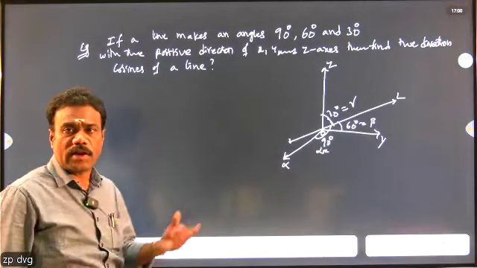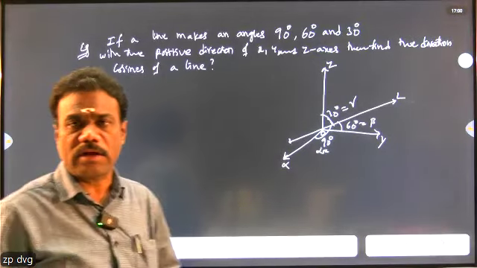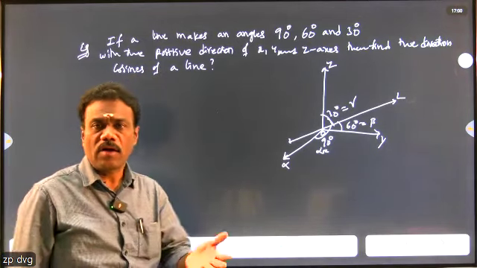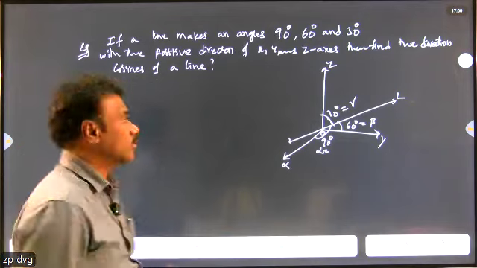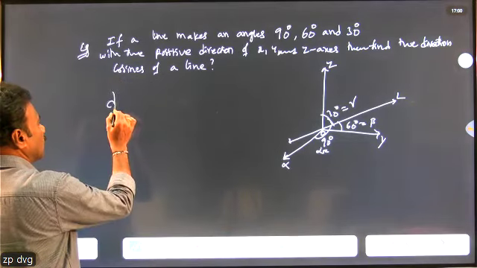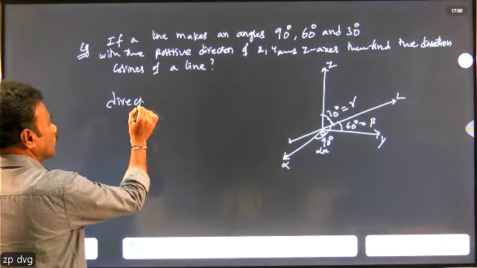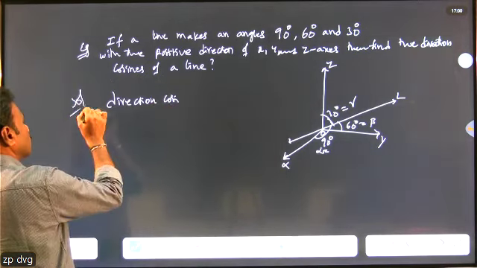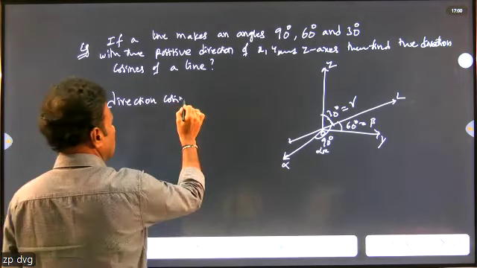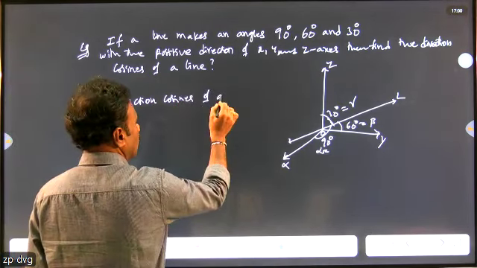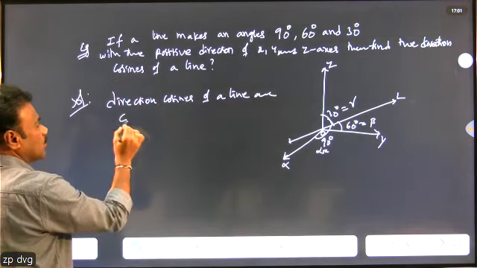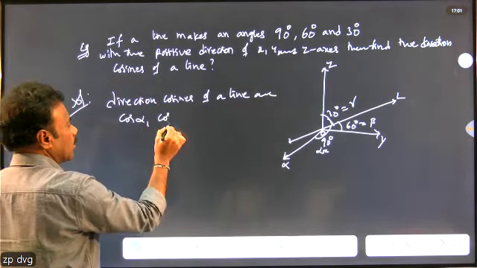Already we have discussed, if a line makes angles alpha, beta, gamma with the x-axis, y-axis and z-axis, then their direction cosines are cos alpha, cos beta, cos gamma. So the direction cosines of a line. Solution: the direction cosines of the line are cos alpha, cos beta, cos gamma.